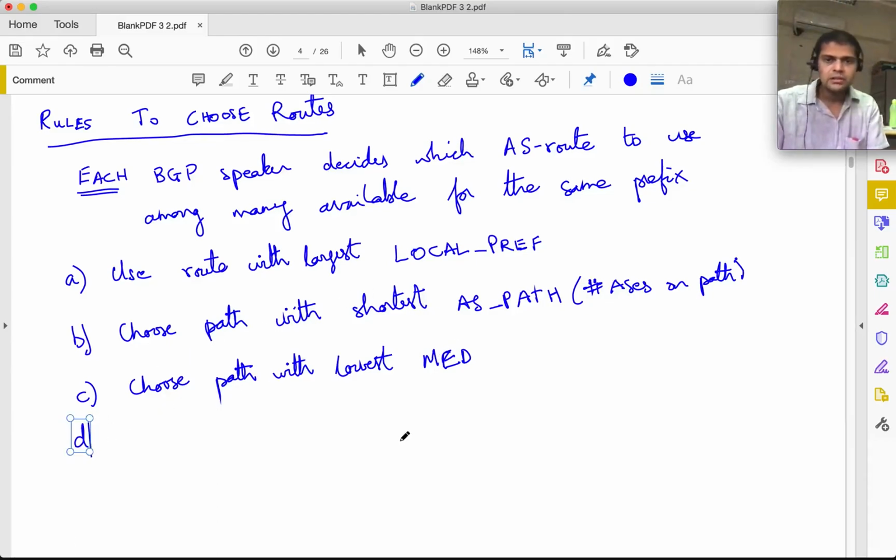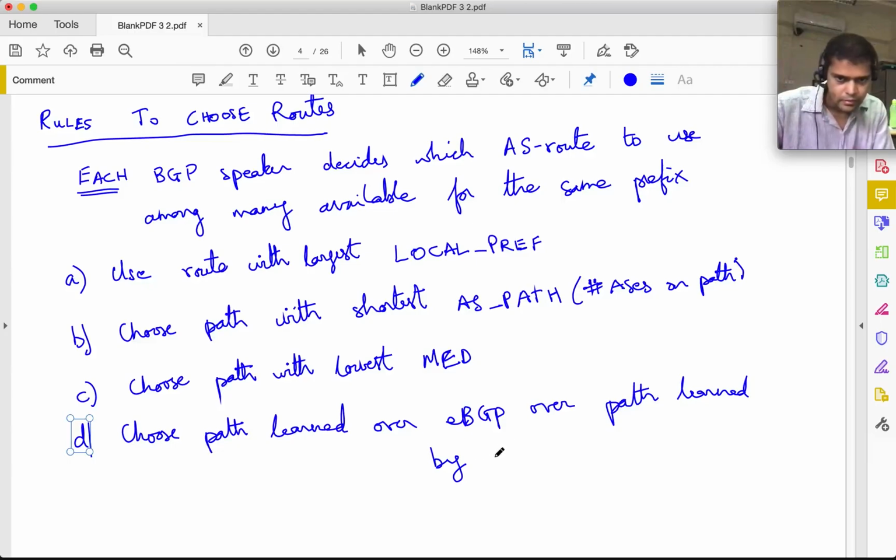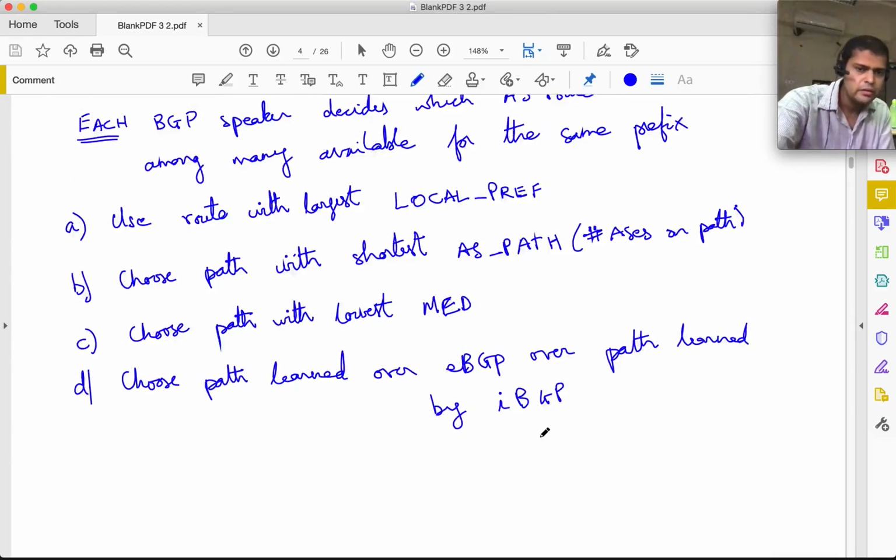Suppose this too doesn't give us a unique path, so maybe there are many which satisfy all of these. Then what you do is you choose a path learned over EBGP over a path learned over IBGP. So choose path learned over EBGP over path learned by IBGP. So what does this mean?